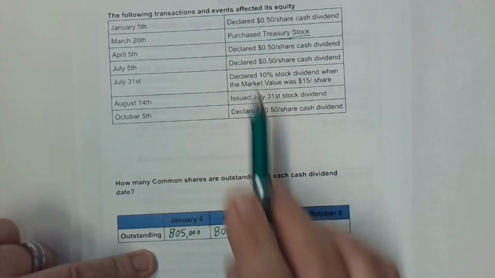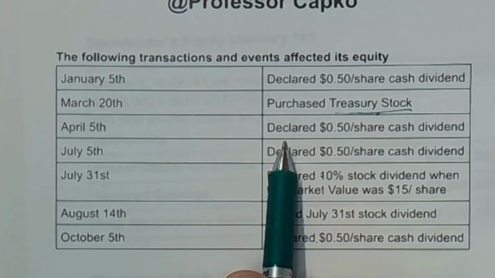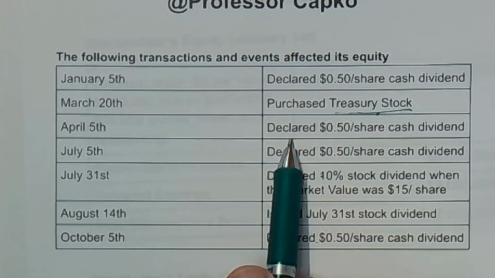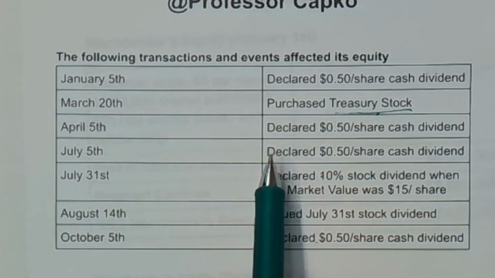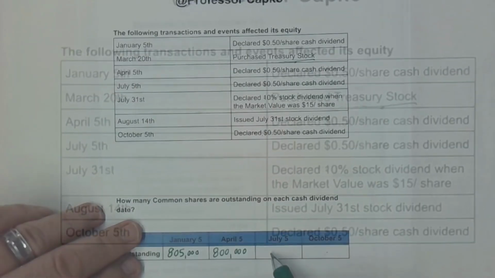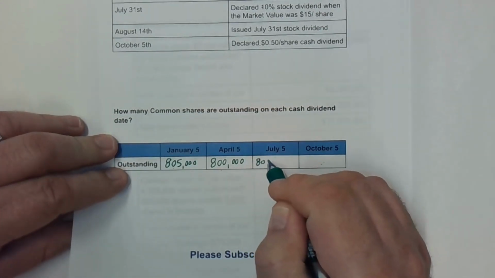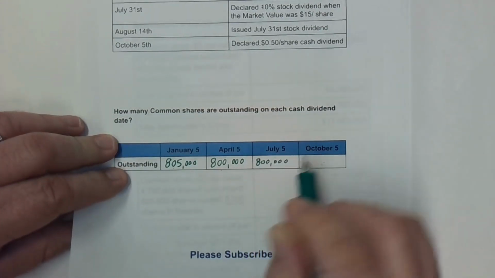We move on because we want to figure out July 5th. There appear to be no other transactions that involve a change in the number of shares outstanding. All that happened on April 5th was a declaration of cash dividend. That doesn't impact the number of shares outstanding, nor does the July 5th transaction, which also declared a dividend that would not change it. On July 5th, nothing changed. We're going to put down that same 800,000 share figure.